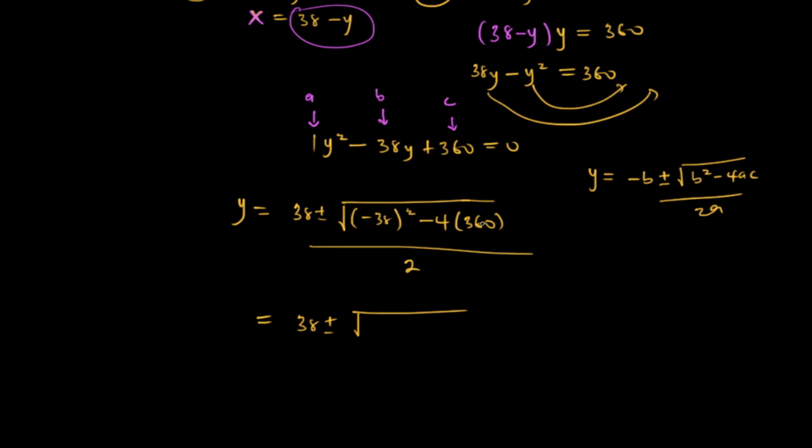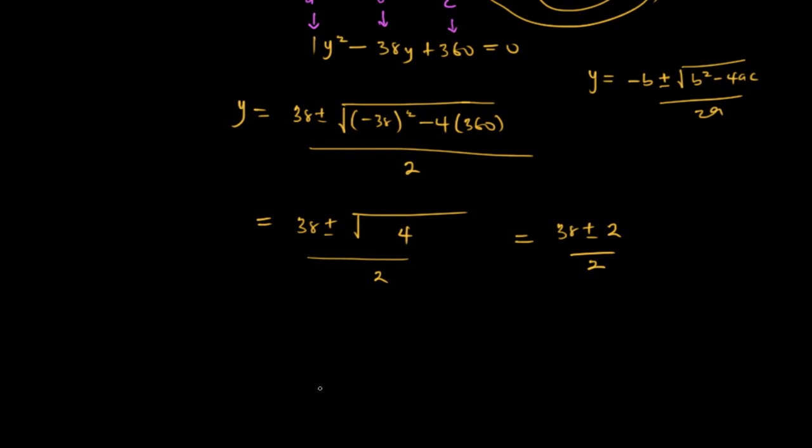So when you simplify what you have in the brackets, what you obtain is 4, divided by 2. So this is just going to be 38 plus or minus the square root of 4, which is 2, divided by 2. Now you observe we have two values for y. So we can say y1 equals 38 plus 2 divided by 2, then y2 equals 38 minus 2 divided by 2.